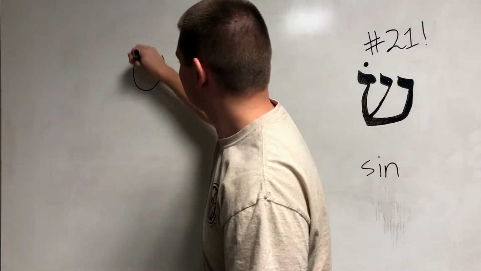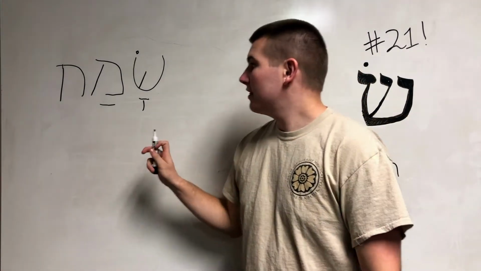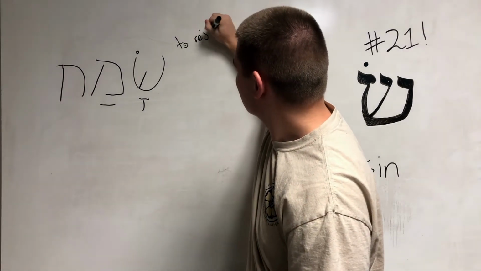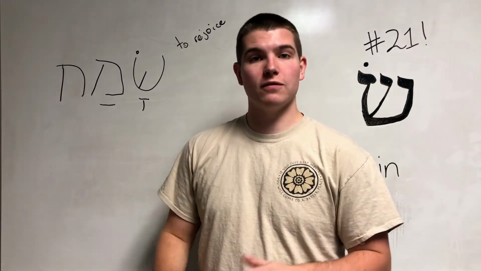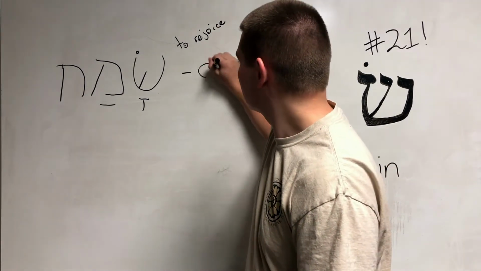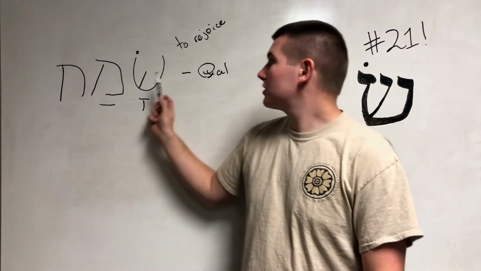So sin, we're going to walk through a word that begins with the letter sin, and we're actually going to break down how different verb forms work. So let's get into our first word. This is samach, samach. This is a verb that means to rejoice. And this is the most basic verb form. This is the one that I learned first when I was learning Hebrew in school. This is called the kal. Kal. It's really basic, samach. It just means to rejoice.